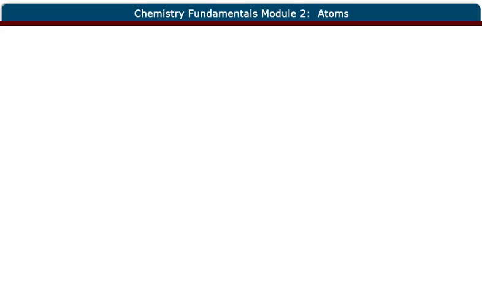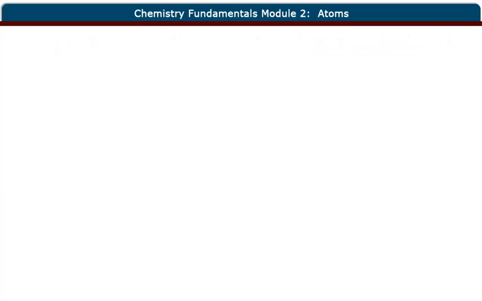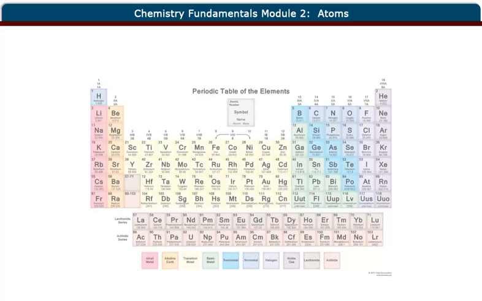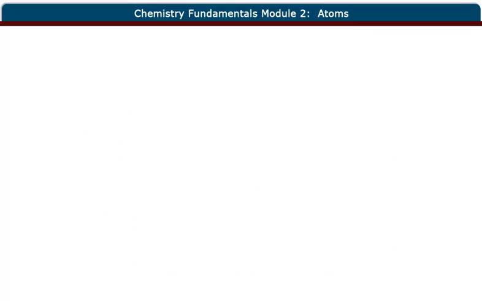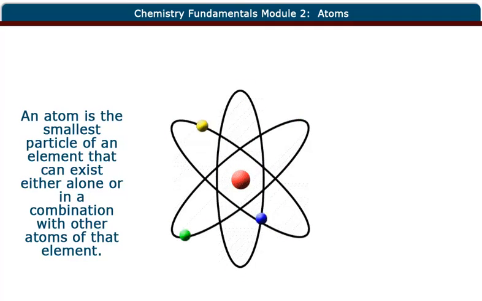In this module, you'll learn about the atom. So what is an atom? As we learned from the last module, all matter is made up of elements. Remember, elements are substances that cannot be broken down any further by chemical activity. Remember also, where we can find a table of all the elements. An atom is defined as the smallest particle of an element that can exist either alone or in a combination with other atoms of that element.